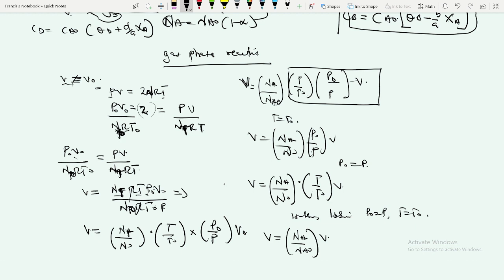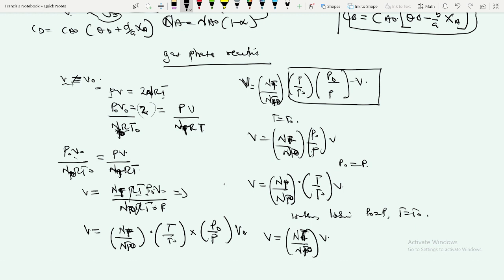So T naught and then T. Let's look at the total moles, not moles of A alone. So this is Nt over Nt naught. Right. So we need the total moles of what's actually occurring in the reactor, and then the total moles remaining, and then the total initial moles also.